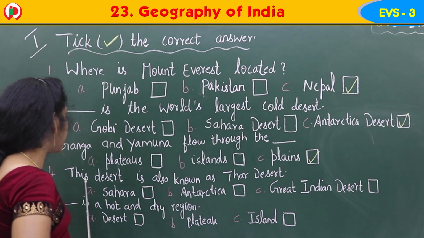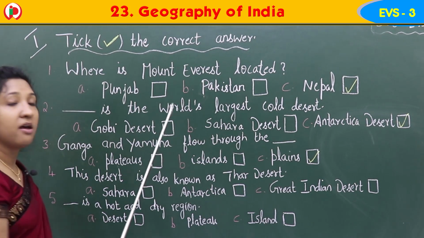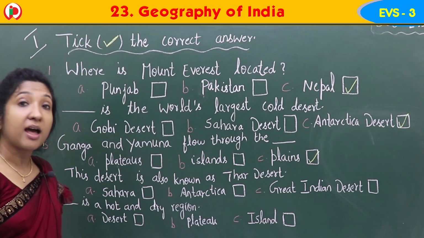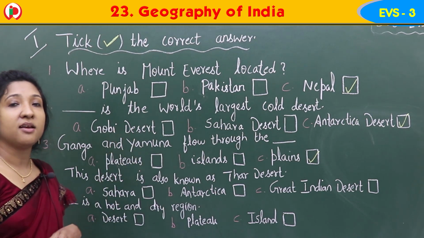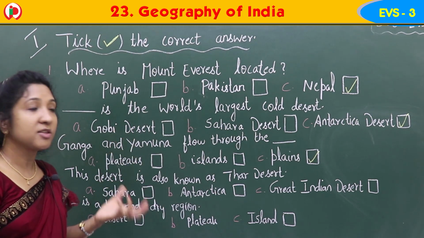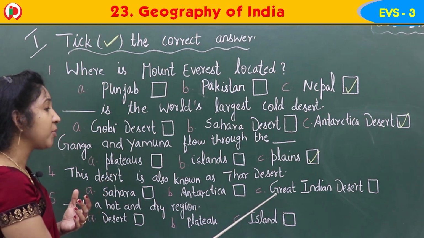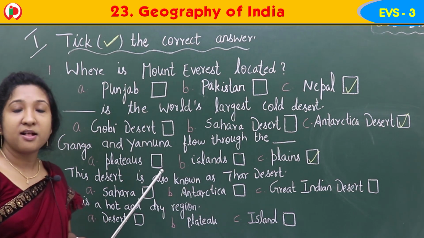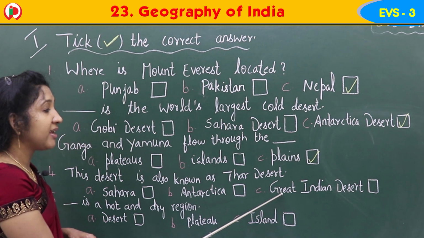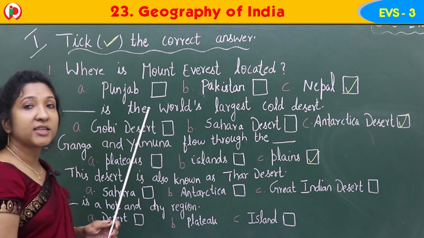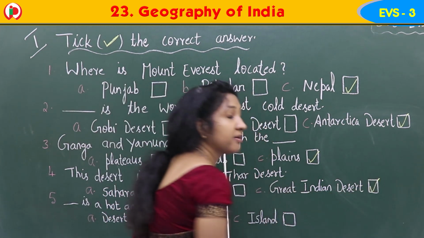Now coming to the fourth question, this desert is also known as Thar Desert. So which desert is known as Thar Desert? In India map, the yellow color represents desert. Thar Desert in Rajasthan. It is also known as option A, Sahara, option B, Antarctica, option C, Great Indian Desert. So Thar Desert is also known as Great Indian Desert. Option C is the correct answer. So here you can give a tick mark.